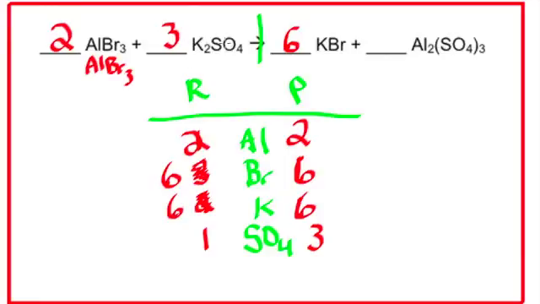But I also have sulfates here, so 3 times this imaginary brackets, 3 times that group means I have 3 groups. 3 groups here. And that's good because I made 3 groups there. So now if I look, I'm balanced. 2 and 2, 6 and 6, 6 and 6, 3 and 3. So my balanced equation here is 2 aluminum bromides plus 3 potassium sulfates make 6 potassium bromides and 1 aluminum sulfate.